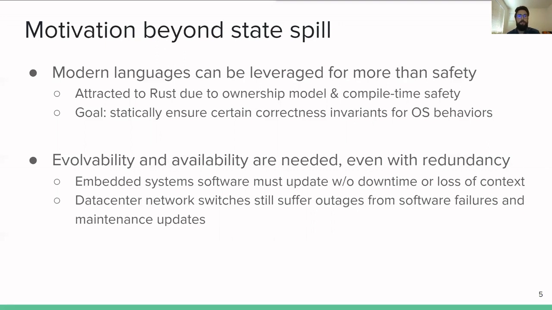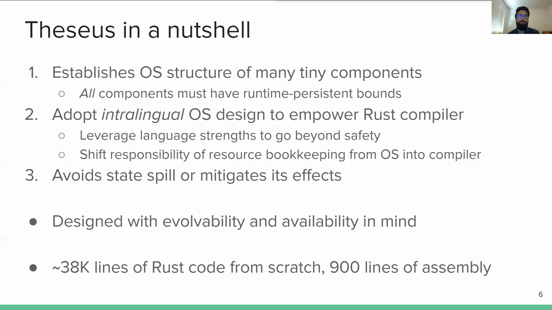For example, the embedded system software in spacecraft, like satellites, rovers, and probes, or in implanted biomedical devices like pacemakers, must be updated without downtime or the loss of context. Even in data center networks, where switches are replicated for reliability, software failures and maintenance updates in the switches still lead to network outages despite this redundancy. We believe that Theseus is well suited for these environments.